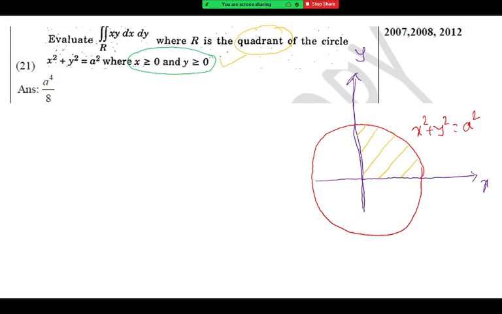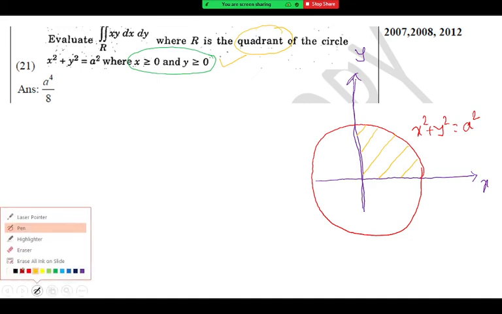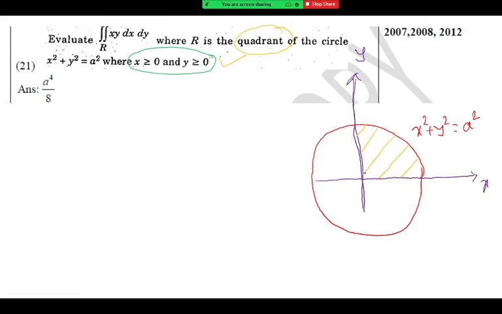That's the region. But I'm not interested to do this example in Cartesian. The reason is, whenever the boundary is a circle, the calculation becomes very, very simple in polar. So my interest is to transform it into polar and do it. So I will take a strip along a radial direction. But before that, what's the equation of this circle in polar? R is equal to A. That is the correct answer.